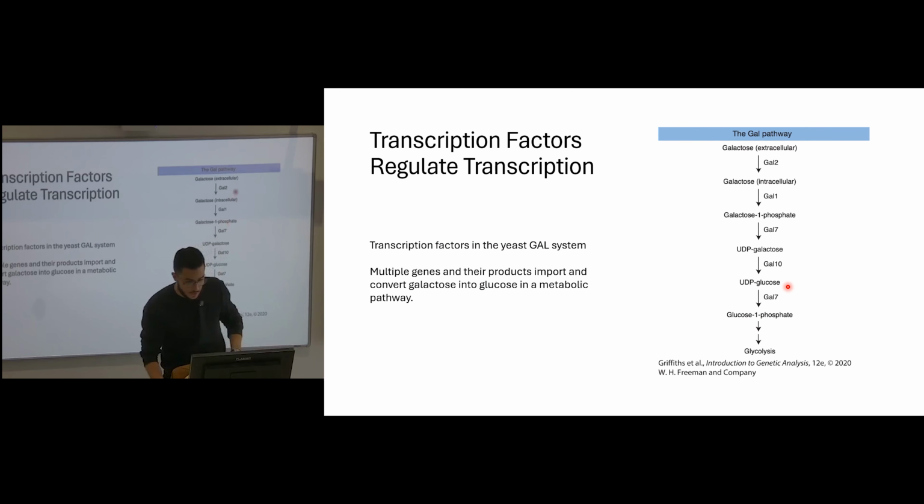What's important for us is this pathway here. We'll be looking at a transcription factor called the GAL4 transcription factor, which was found in yeast, and we'll use it as an example for how transcription factors interact with different genes, activating them and turning them off, okay?